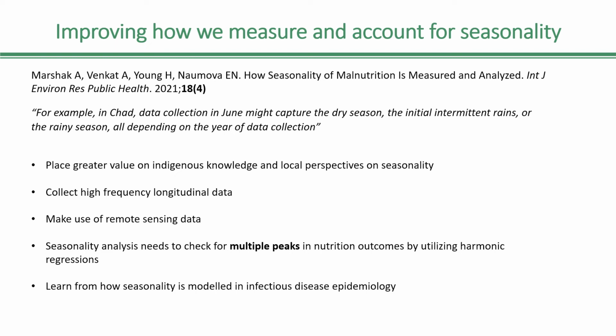In Chad, data collection in June, for example, might capture the dry season, or it might capture the initial intermittent rains. Or it might capture the main rainy season. It all depends on the year of data collection. So to get better estimates of when to capture the main seasons year by year, they say that we should place greater value on local knowledge and local perspectives on seasonality. We should be collecting higher frequency longitudinal data and make use of remote sensing data where we can. We need to try and model multiple peaks in nutrition outcomes over the year, and the authors go on to explain some of the ways this can be done. They suggest that we should try, where possible, to learn from infectious disease epidemiology that has a long experience of modelling seasonality.